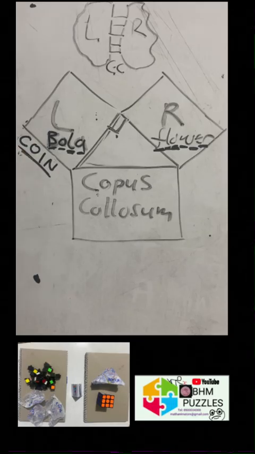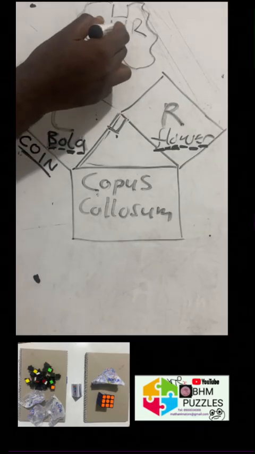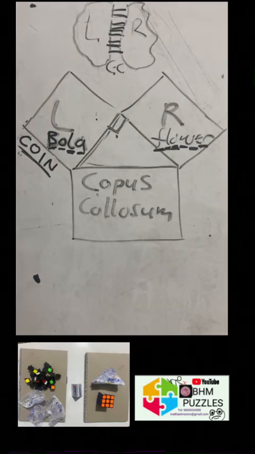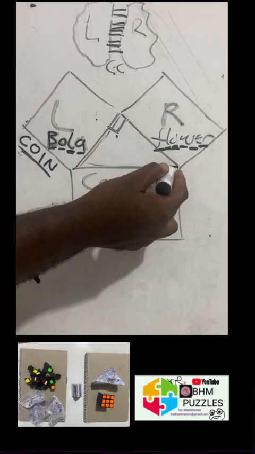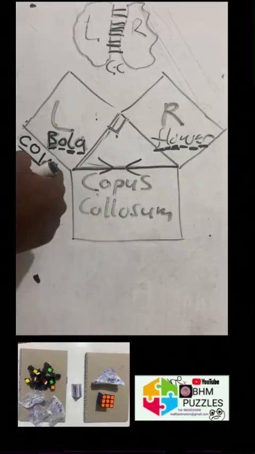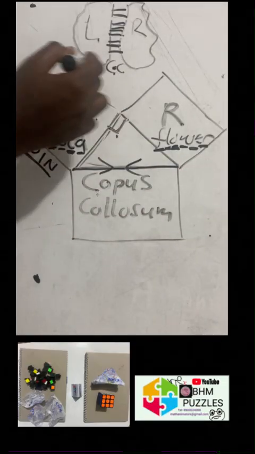But here's where the whole thing comes together. The part that connects the two brains is the corpus callosum, which is responsible for sending information between these two parts of the brain. That is the corpus callosum.